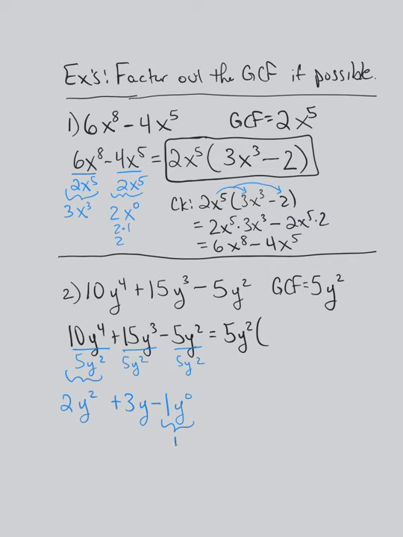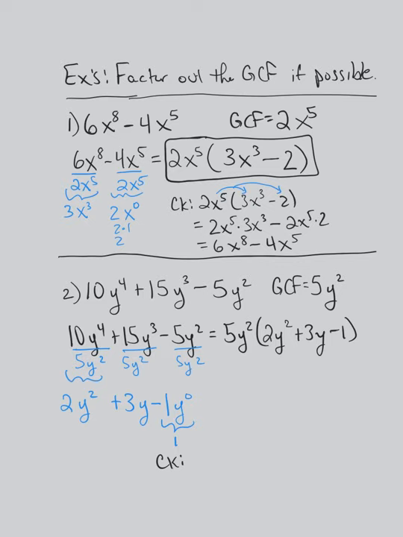And again too, if you're keeping an eye out, anything divided by itself is 1. So if you just happen to notice that you have the same thing divided by itself, you could just write it as 1. But anyway, what is that telling me? That's telling me what's left in the parentheses. I have 2y squared plus 3y minus 1. Okay, like that.